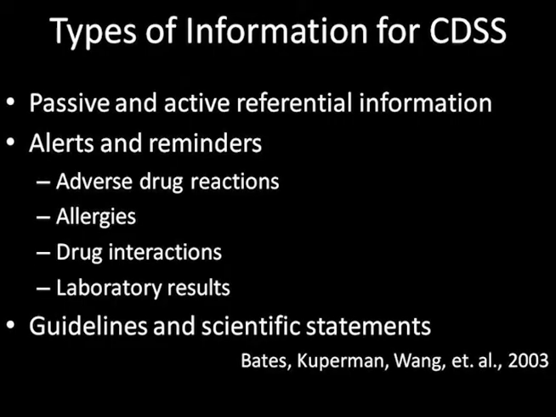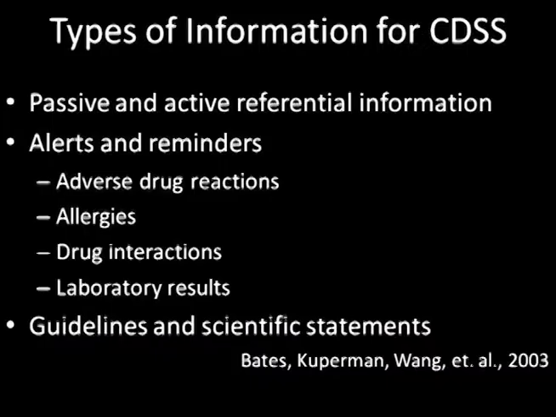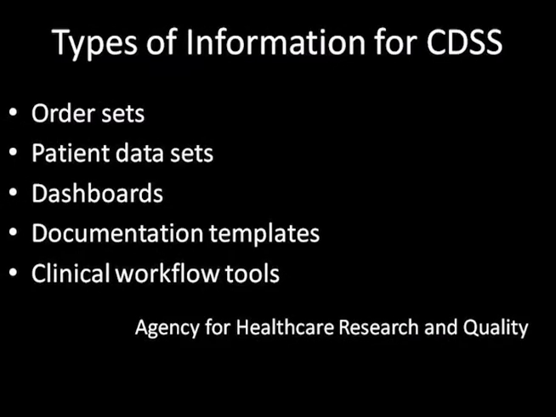The types of information used in CDSS include passive and active referential information, alerts and reminders. These include adverse drug reactions, allergies, drug interactions, and laboratory results. Guidelines and scientific statements provide an important function in linking CDSS with evidence-based practice. CDSS can also include order sets, patient data sets, dashboards, documentation templates, and clinical workflow tools.